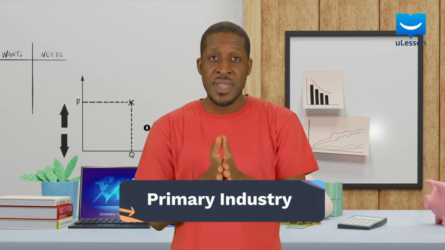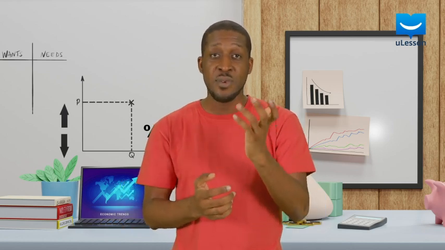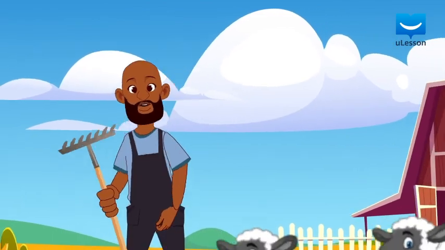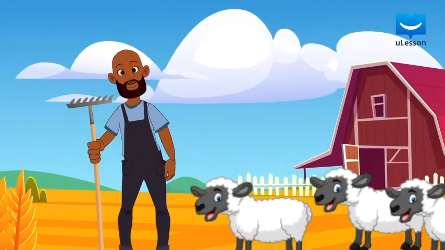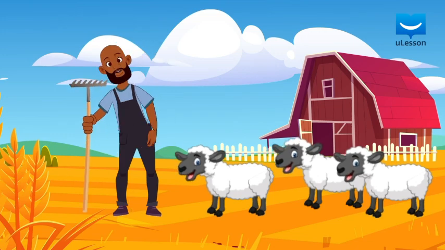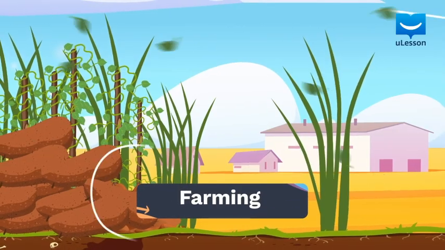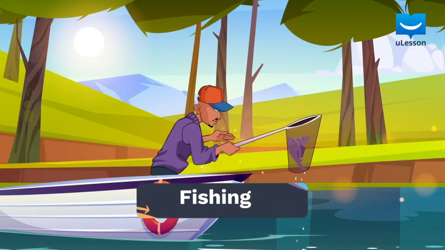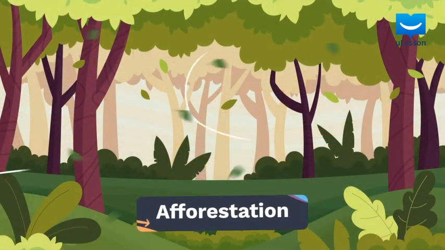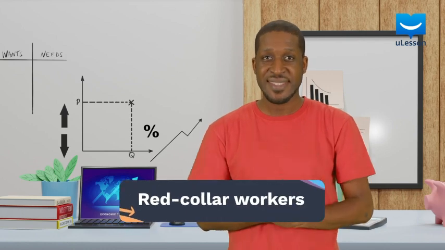Firstly, in a primary industry, economic activities usually depend on the endowments of that particular region. The primary industry's economic activities revolve around using the planet's natural resources, like plants, water, minerals, land, and so on. In this industry, the significant economic activities are farming, hunting, fishing, mining, agriculture, extraction, and afforestation. Primary industry workers are typically called red-collar workers.